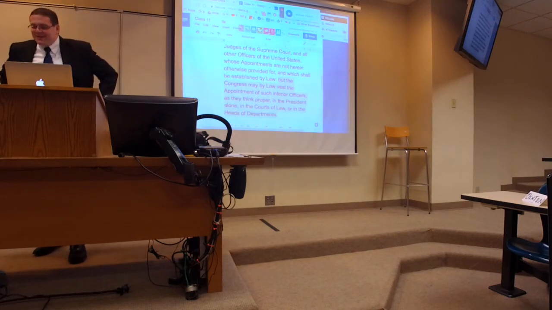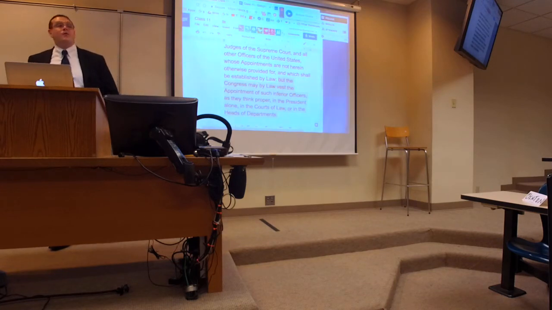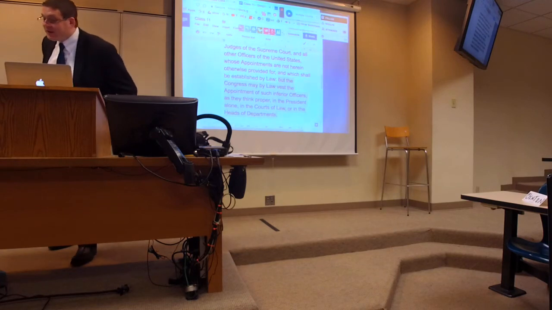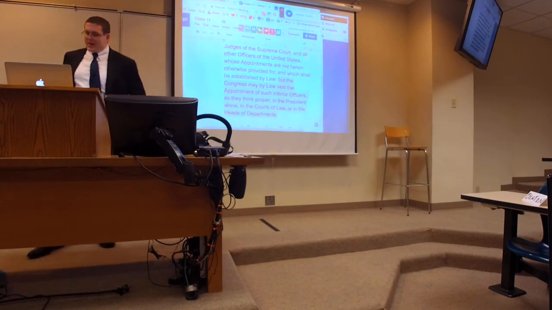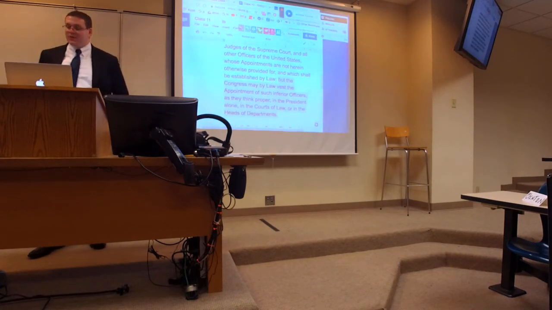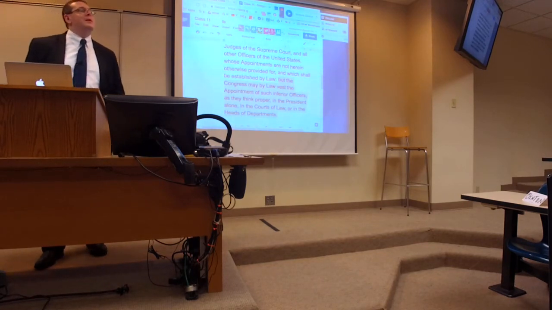Scalia begins his dissent by saying that we have a government of laws and not of men. This is a phrase that people often repeat, but they don't know where it's from. It actually comes from the Massachusetts Constitution of 1780, drafted by John Adams. It says, the judicial shall never exercise the legislative and executive powers, or either of them, to the end it may be a government of laws and not of men.